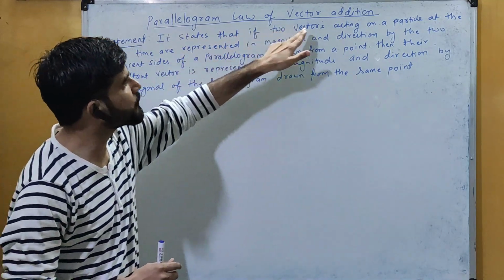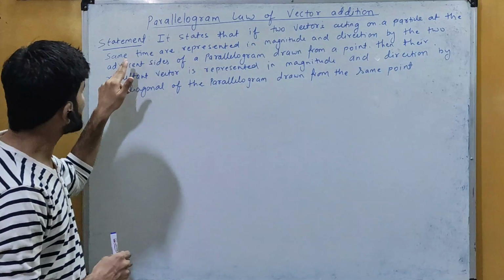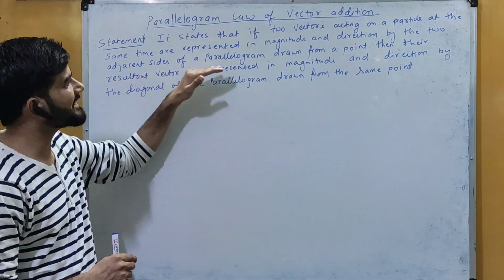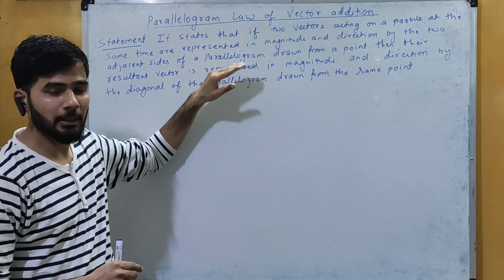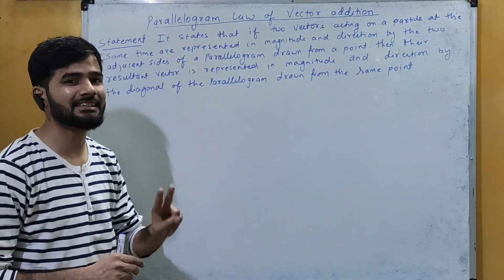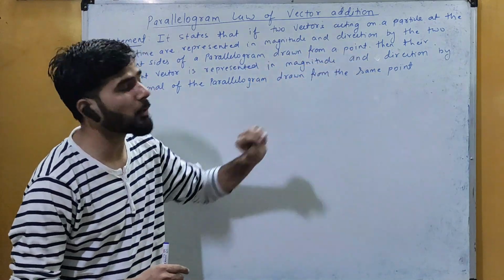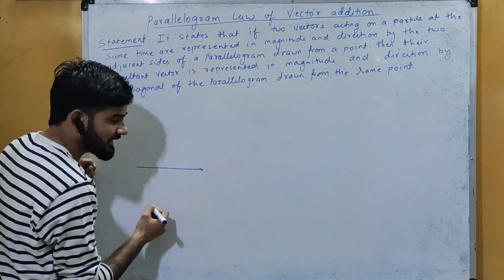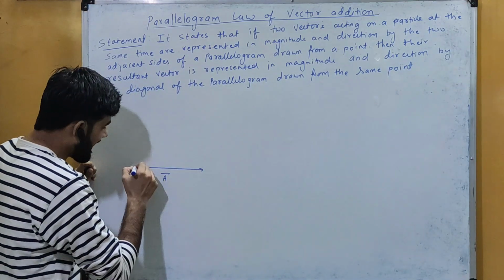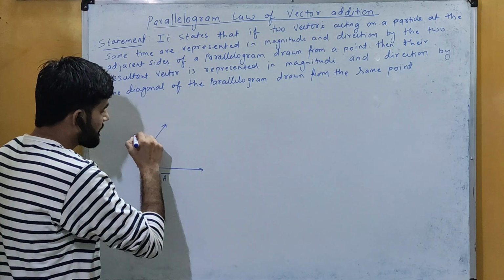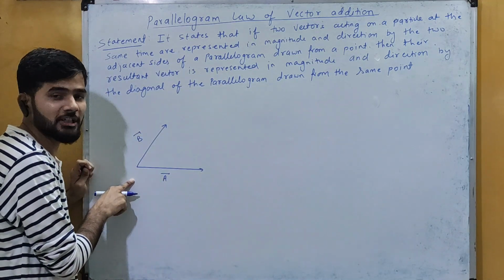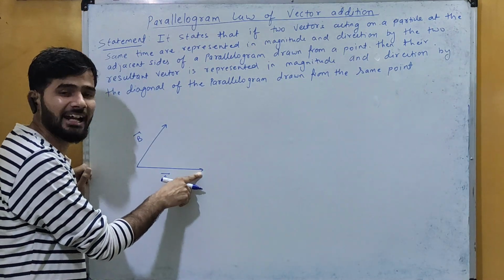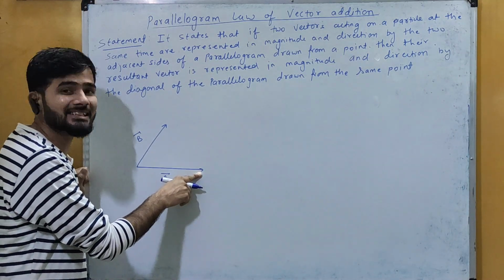It states that if two vectors acting on a particle at the same time are represented in magnitude and direction by the two adjacent sides of the parallelogram, यहाँ पर the two vectors are the two adjacent sides of the parallelogram drawn from a single point. मतलब अगर हमारे पास ये एक वेक्टर है, this is vector A and I have another vector B. Now you can see these both are co-initial. लेकिन in case of triangle law क्या था कि जहां पर हमारे पास पहला वेक्टर एंड हो रहा है वहीं से हमारे पास दूसरा वेक्टर स्टार्ट हो रहा था.